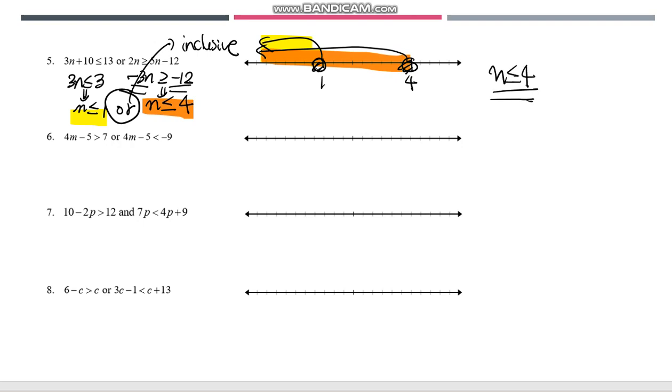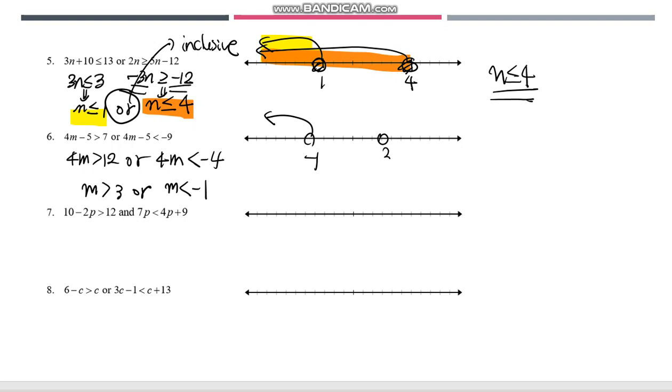Okay. Now this one, 4m is greater than 12, and "or" 4m is, you're moving this to the other side, less than or equal to -4. Therefore, m is less than or equal to -1, and m is greater than 3, and then they are connected with "or." And -1 is right here, is going this way, and then 3 is over here, is going this way, right? So since it's "or," it's union. So both of these territories are the answers.